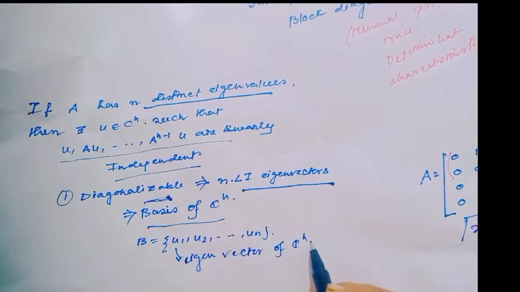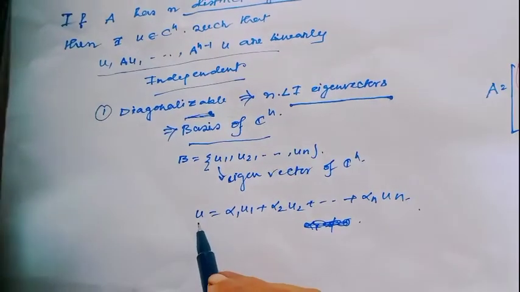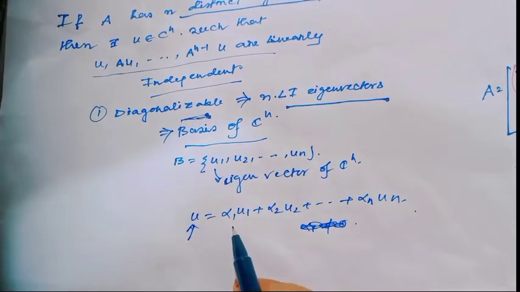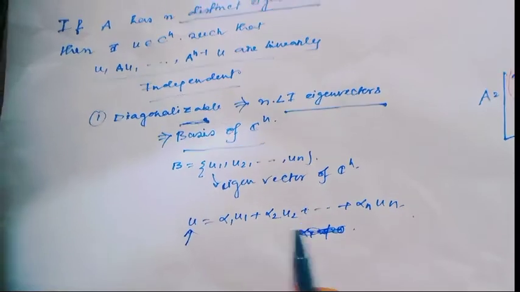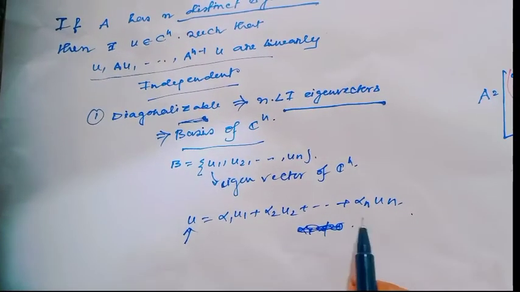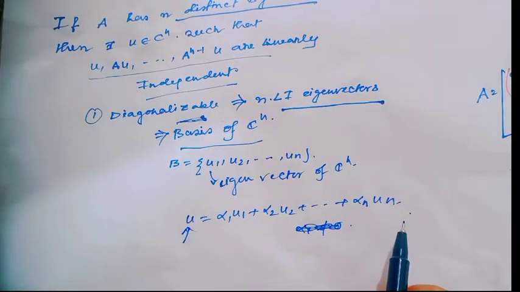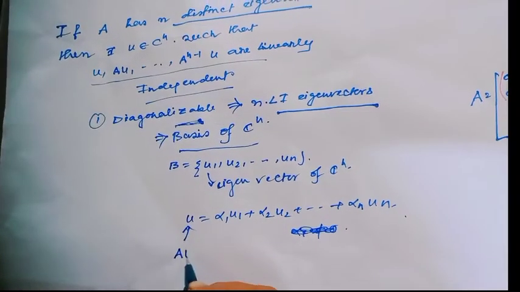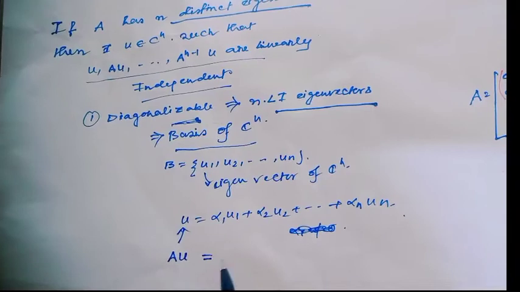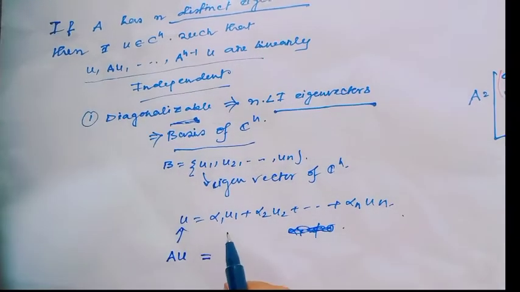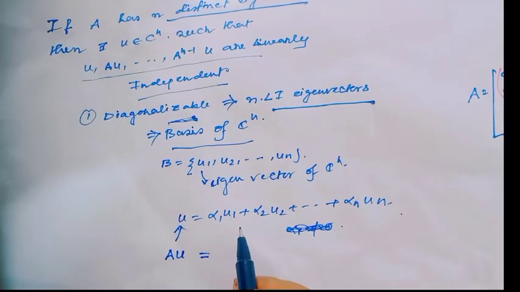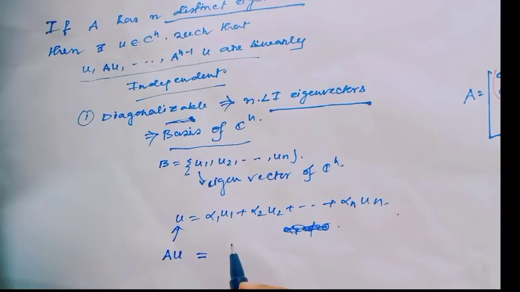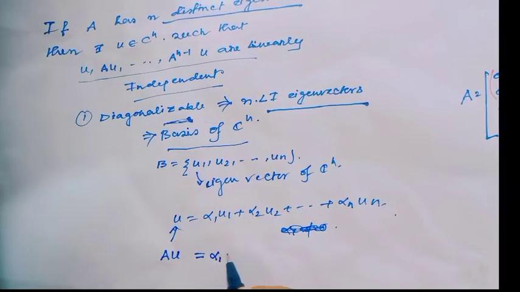Okay? Then now consider any vector u of Cn, which we can write as alpha 1 u1 plus alpha 2 u2 up to alpha n un. Okay? Now multiply this equation by A. Then this would be Au equal to alpha 1 Au1, and Au1 means actually lambda 1 u1.